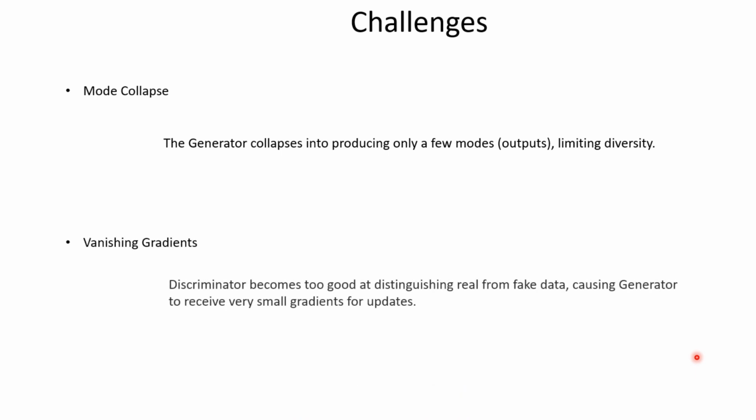Another challenge is the problem of vanishing gradients. At the beginning of the training process, when D can easily differentiate between real and fake data, the gradient signal used to update the generator's weights can become very small. This results in minimal updates to G, limiting its ability to improve and generate more diverse outputs.